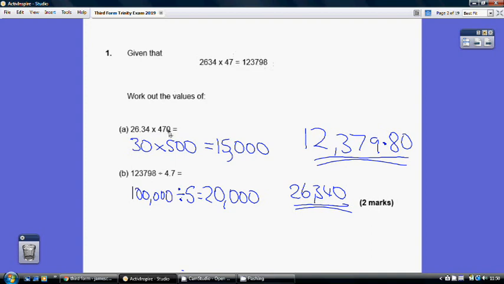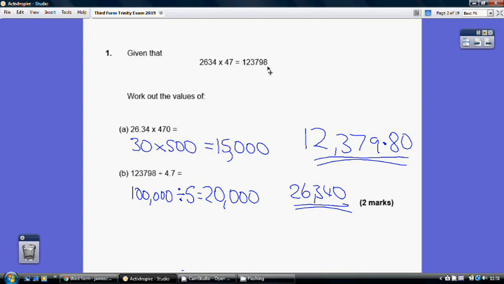So let's estimate what this is and use that information to choose where we put the decimal point, because we know it's going to be these digits times these digits, giving us these digits. It's just a question of where we put the decimal point. So 26.34 rounded to one significant figure is 30. 470 rounded to one significant figure is 500. 30 times 500, well 3 5s are 15, and add the 3 zeros. So we know that the answer to this is roughly 15,000.